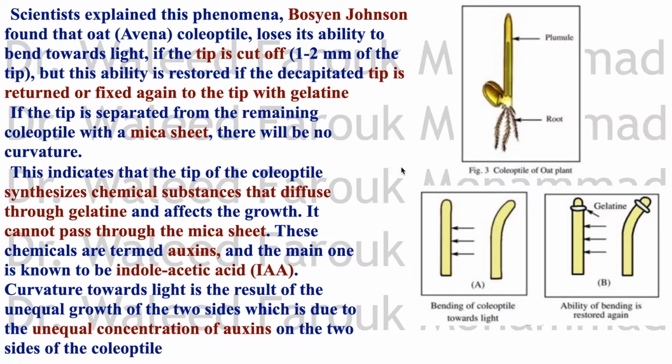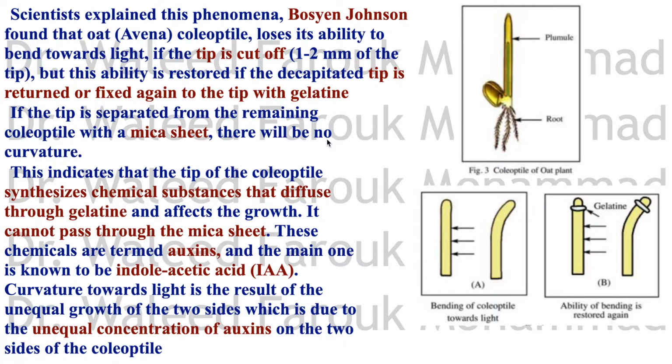Boysen Jensen found that the coleoptile of an oat grain loses its ability to bend towards the light if the tip is cut off. He cut off the tip, so it will not grow towards the light. But when he refixed that tip again with gelatin, the plant grew towards the light. When he separated the tip and put a mica sheet between it and the rest of the plant, there was no curvature, no growth towards the light or away from the light.